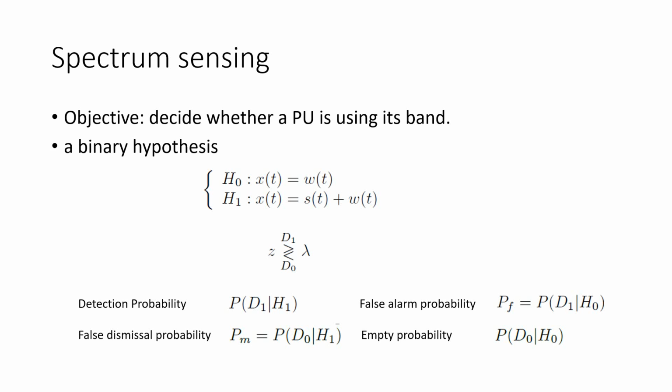And the false dismissal probability: the secondary user decided the primary user is not using the band while the primary user is. And the last one, empty probability: the secondary user decided the primary user is not using the band while the primary user is or is not.